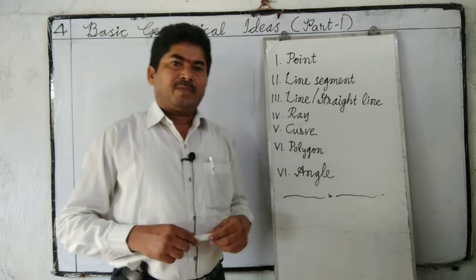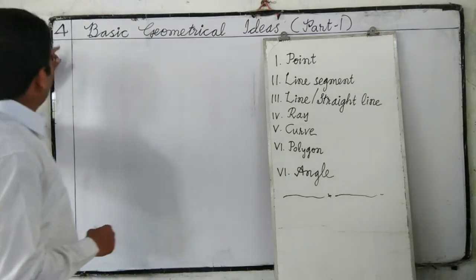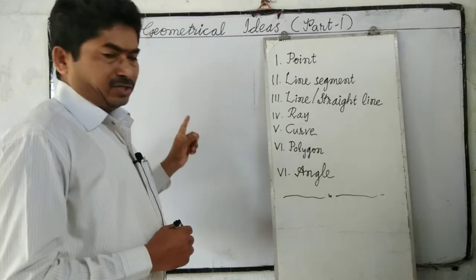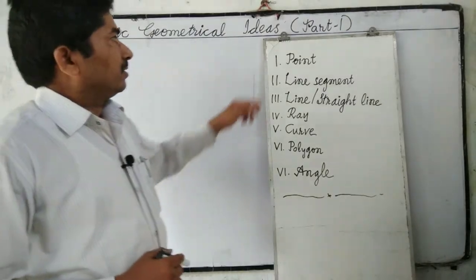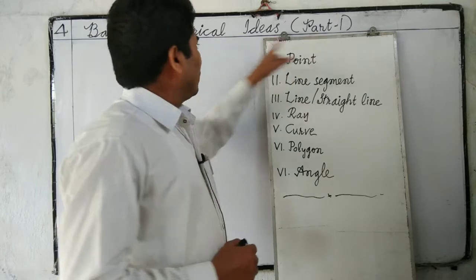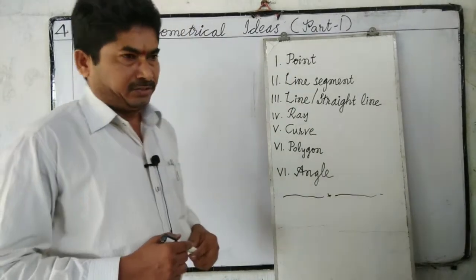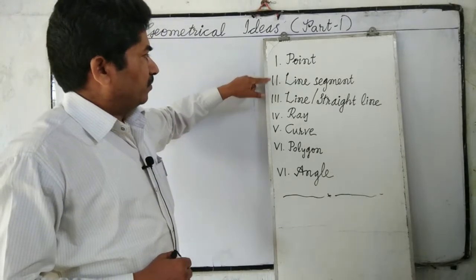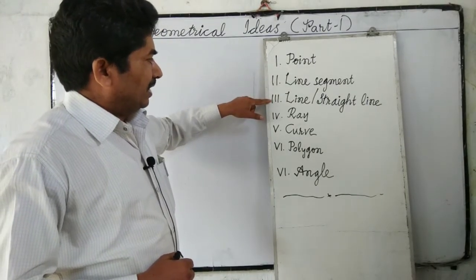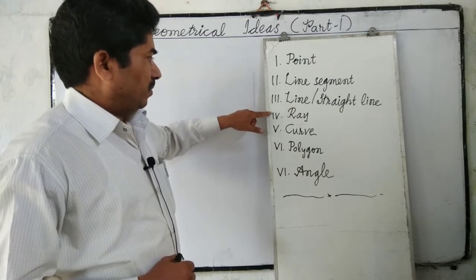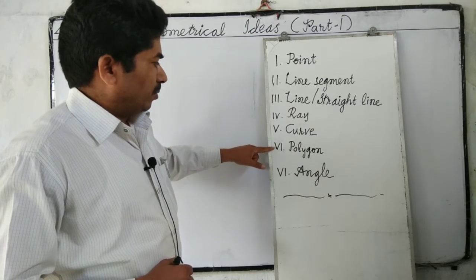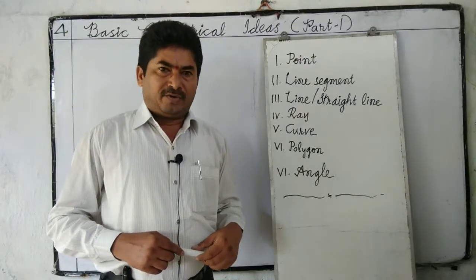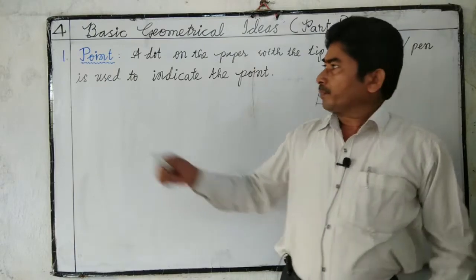In this video, I would like to teach you Chapter 4 Basic Geometrical Ideas. This is the part 1 video on basic geometrical ideas. In this part 1, we are going to learn what is a point, what is a line segment, what is a line or straight line, ray, curve, polygon, angle. Let us learn one by one. First, point.